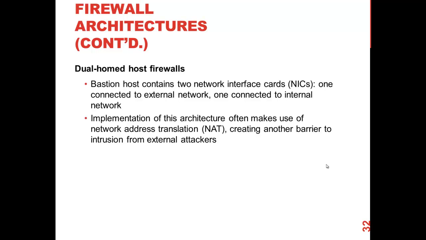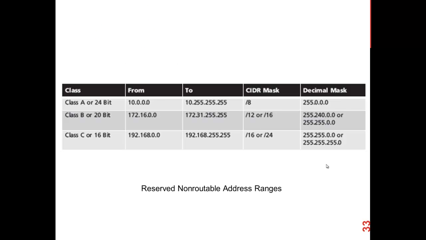Implementation of this architecture often uses network address translation mapping, assigning IP addresses to specific ranges of non-routable IP addresses. That 10 series that I showed you is an example of one of them, creating another barrier for intrusion from external attackers. And here's a little grid of reserved non-routable address ranges, things that we would expect to see on internal networks. You've got the 10 series, the 172 series, and the 192 series. And then you'll see the decimal marks, the 255 series on the end.